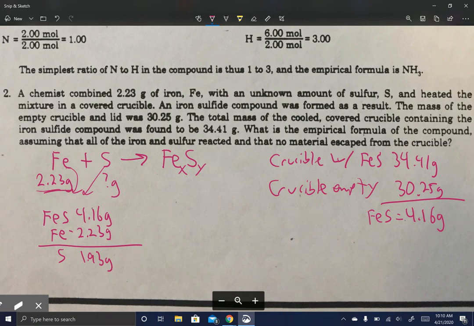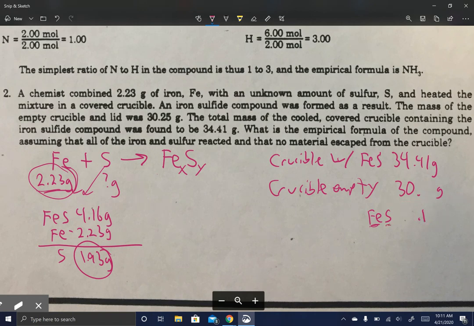All right. So now it's a Regents problem. If you know the mass of Fe, you know the mass of S, now converting to empirical, that's a Regents thing. So my S is 1.93. My iron has always been 2.23. Again, the total mass of FeS is 4.16 when we subtract these two numbers. And again, based on the law of conservation of mass, if you know the compound mass and you know the iron mass, you just subtract to get the S. That's what we did.